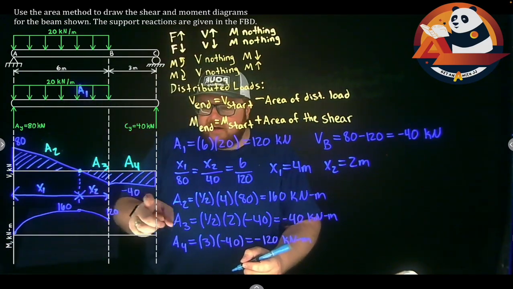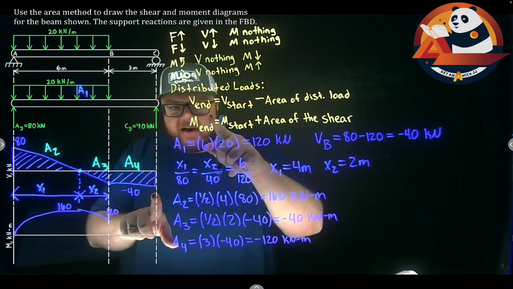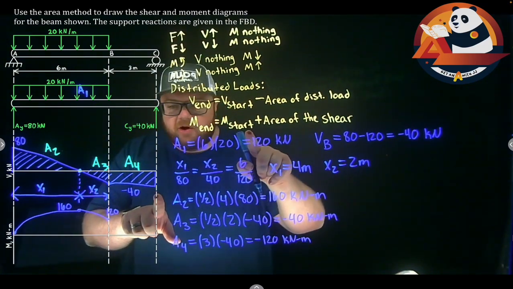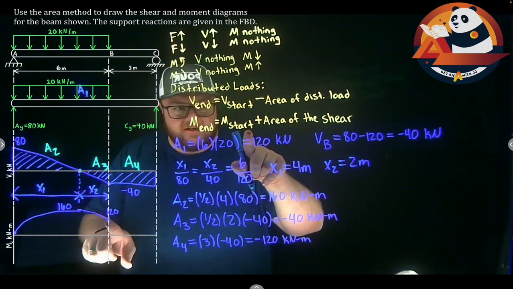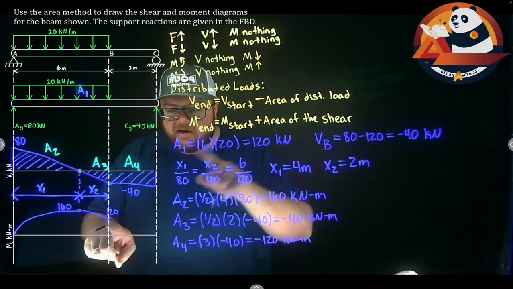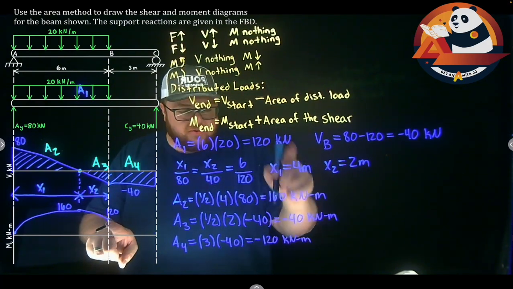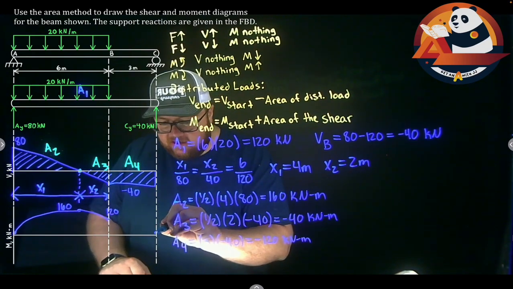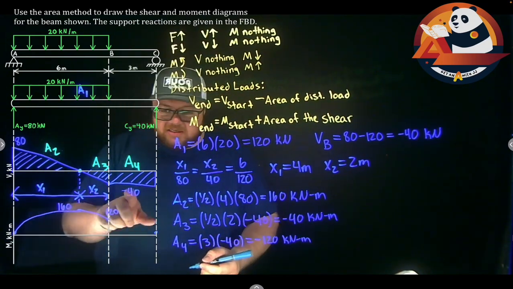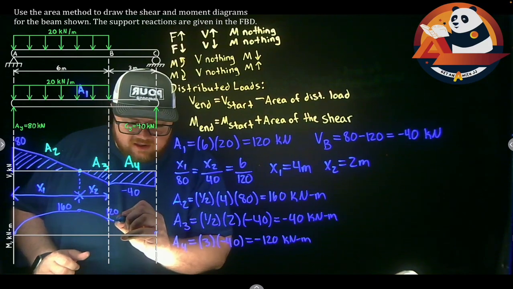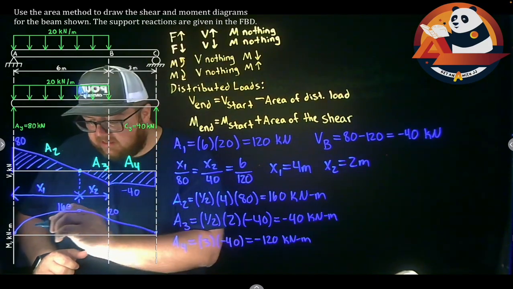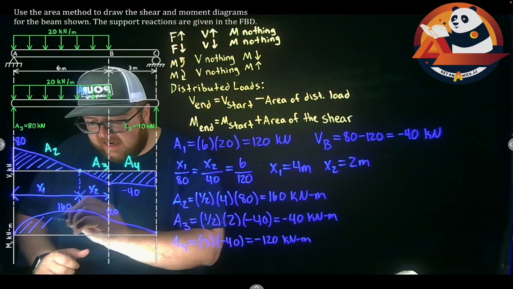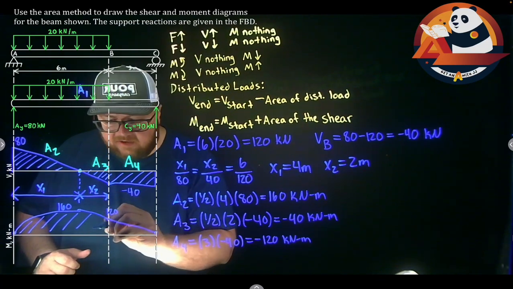Then we have one last area. The moment at the end of area 4 is the moment at the start of the area, 120, plus the area of the shear, area 4. So 120 plus a negative 120 is going to bring us back down here to 0. We had a constant for our shear, so we should get a linear function for our moment. And that's it for us. We can shade that in, and we're done with our problem.